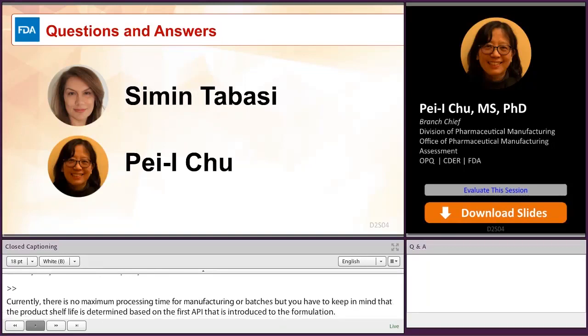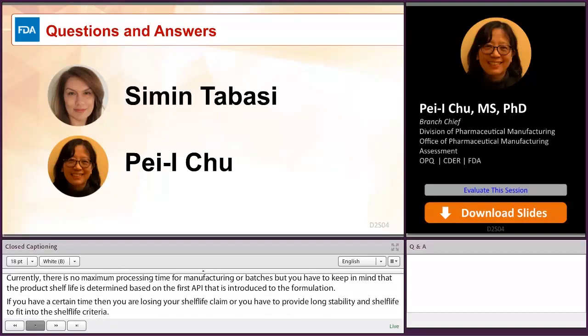Well, currently there is no maximum processing time for manufacturing of batches, but you have to keep in mind that the product shelf life is determined based on when the first API is introduced to the formulation. So if you have a very long manufacturing time, then you're losing your shelf life claim, or you have to provide extra long shelf life in order to fit into the shelf life criteria.